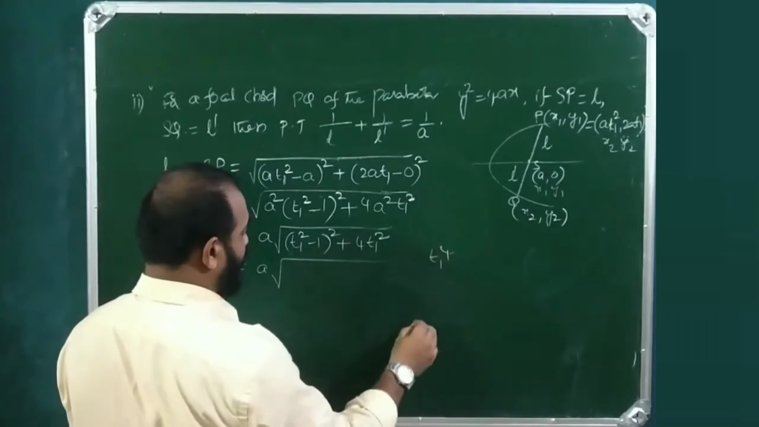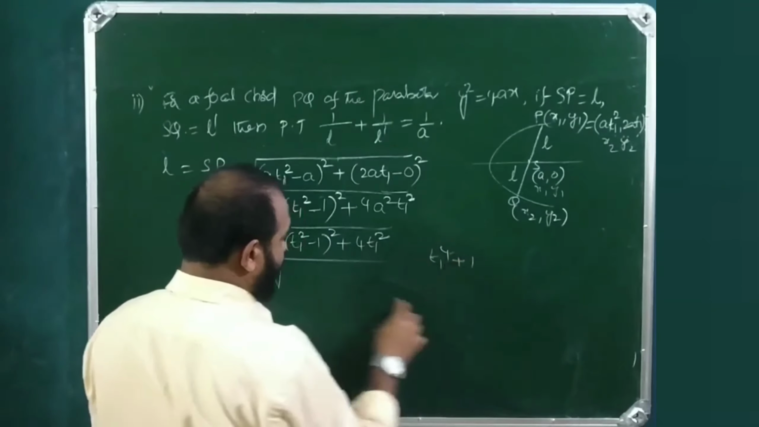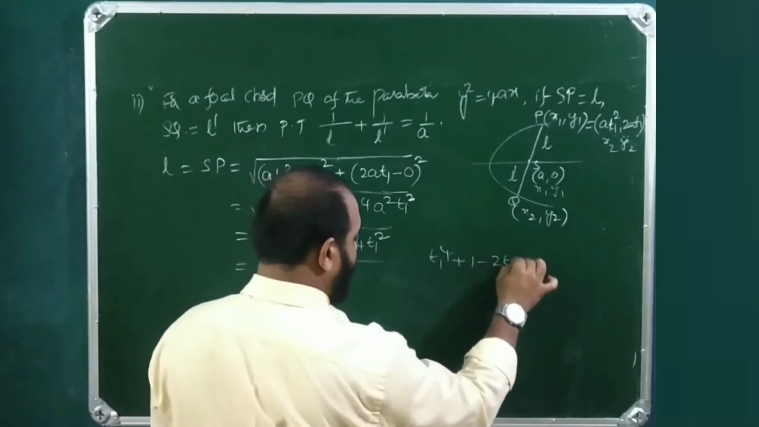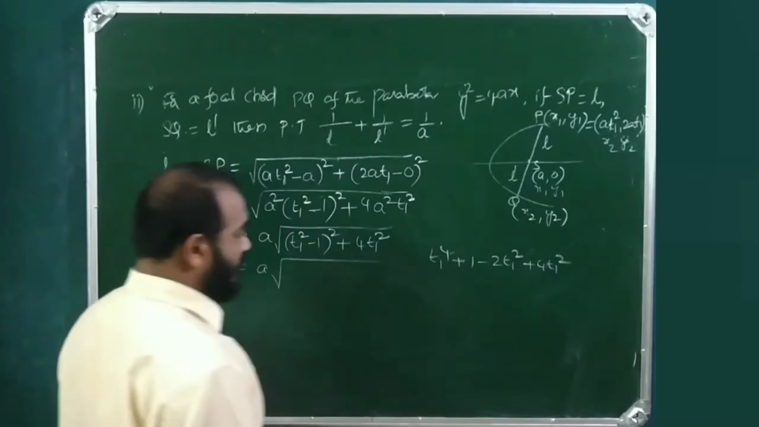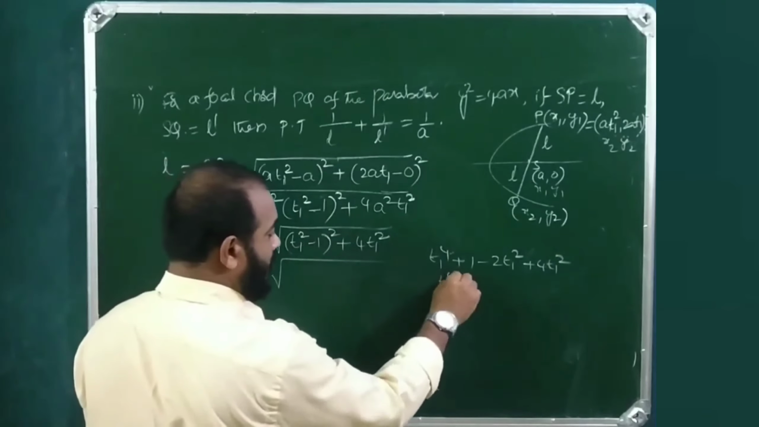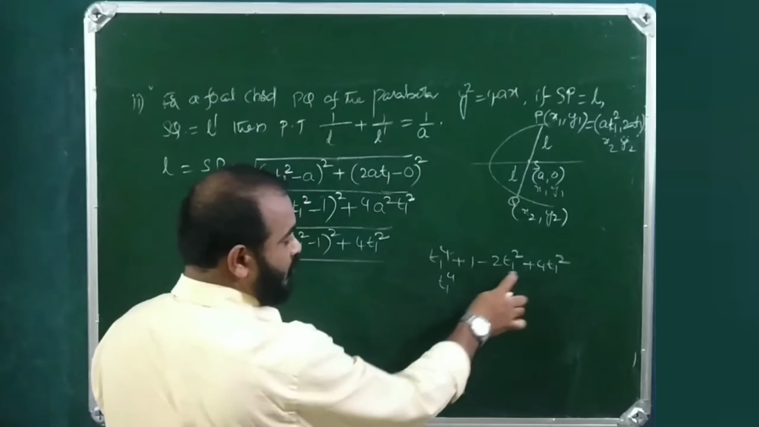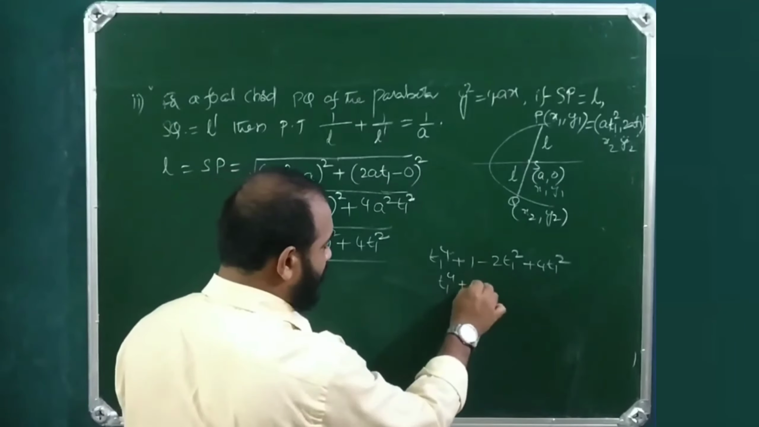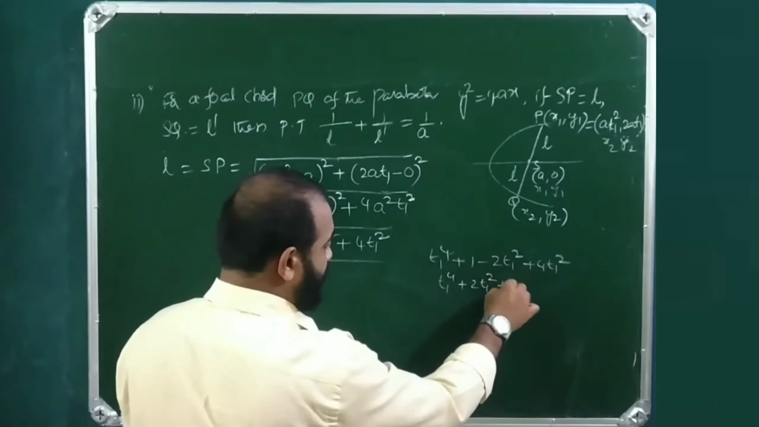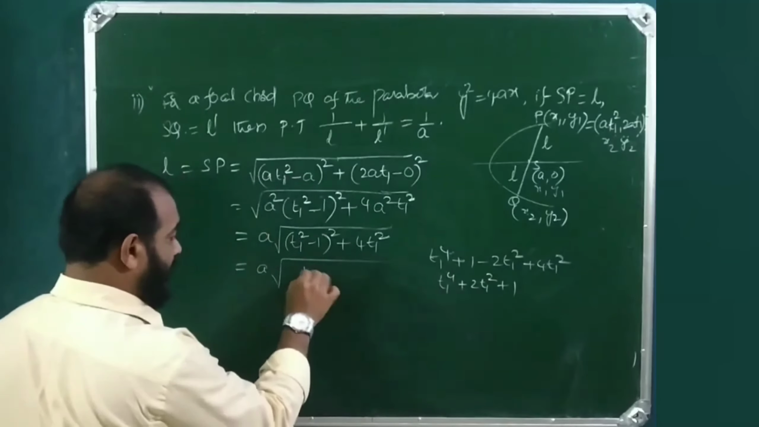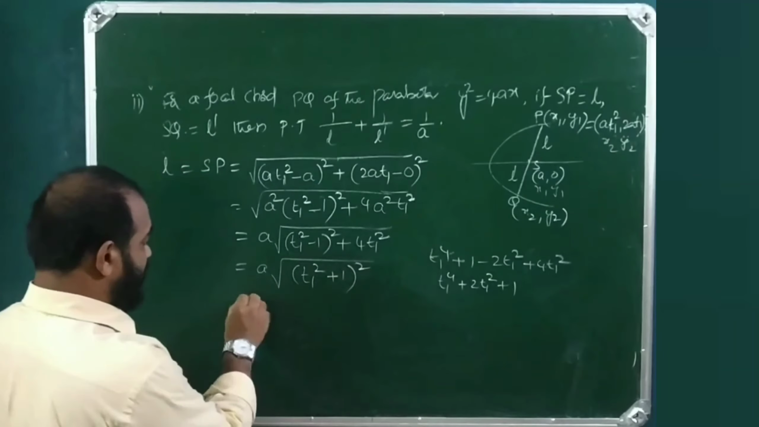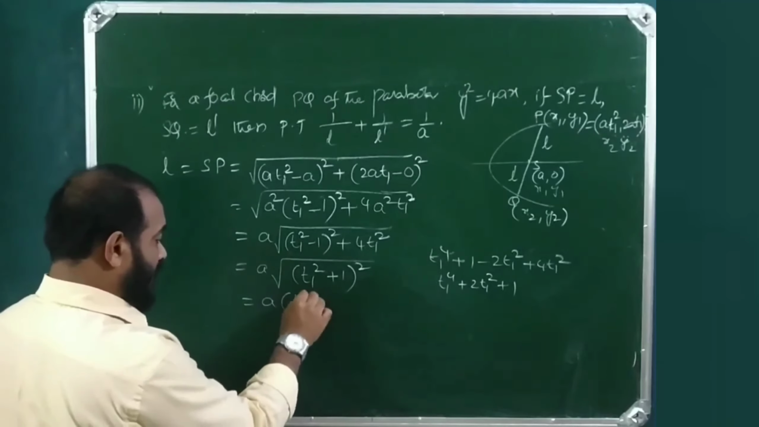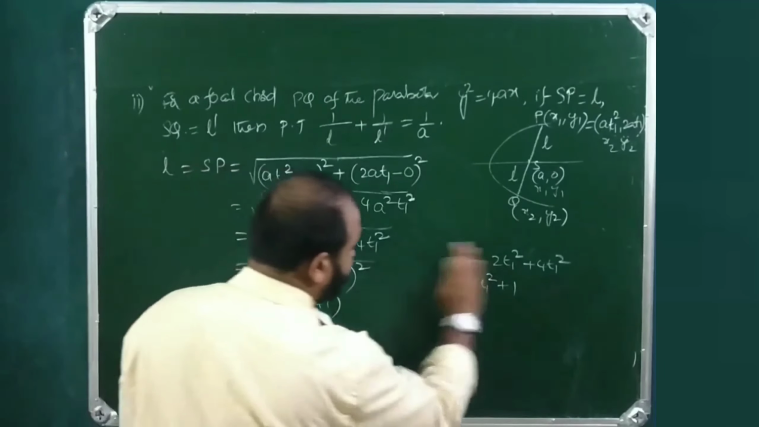t1 square minus 1 whole square is t1 power 4 plus 1 minus 2 t1 square, plus 4 t1 square. This is t1 power 4 plus 4 t1 square minus 2 t1 square, which is 2 t1 square plus 1. So this is t1 square plus 1 whole square. So L is equal to a into t1 square plus 1.